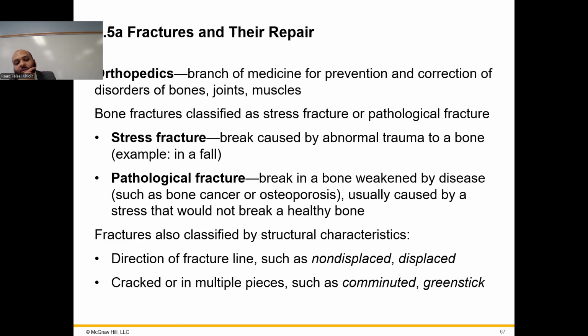Fractures are also classified by structural characteristics. So the direction of the fracture line, such as non-displaced or displaced. It is cracked or in multiple pieces, such as comminuted or greenstick.